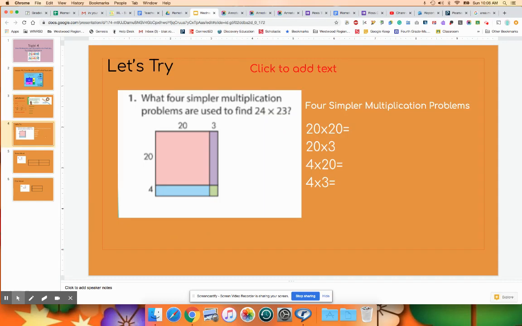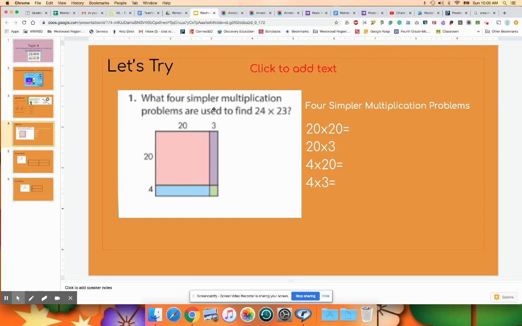So here, it looks similar to yesterday. It's just a giant box. It doesn't have the grids. Remember, they're just slowly progressing you along to the skill. And remember, this is a review for us, so this should feel rather familiar. So it's asking us what 4 simpler multiplication problems are used to find 24 times 23.